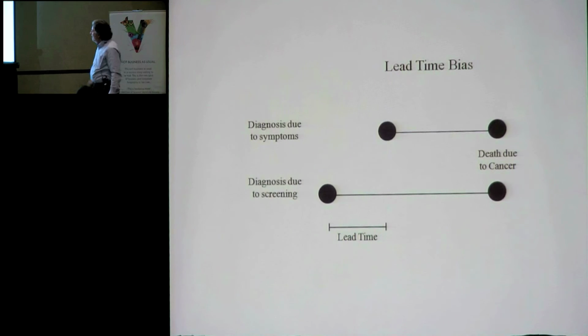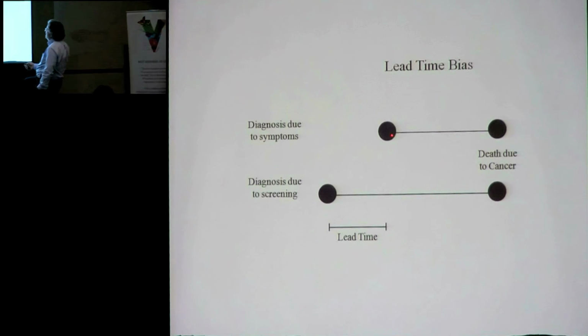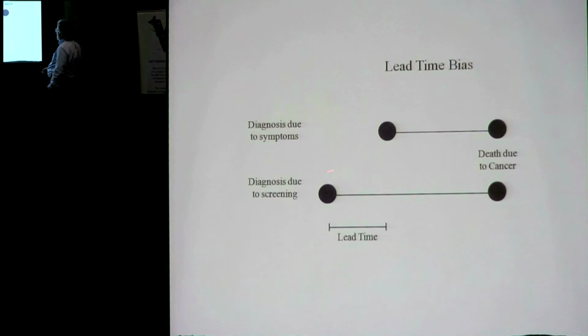This is the lead time bias. So here is the woman getting on the train in Boston. Here's the woman getting on the train in New York. They both crash and die in Washington, D.C. This one looks like she lived a lot longer because she got on the train that much sooner.